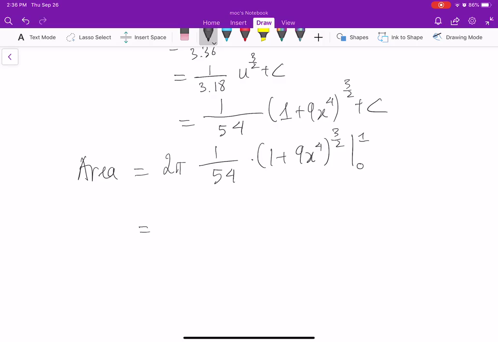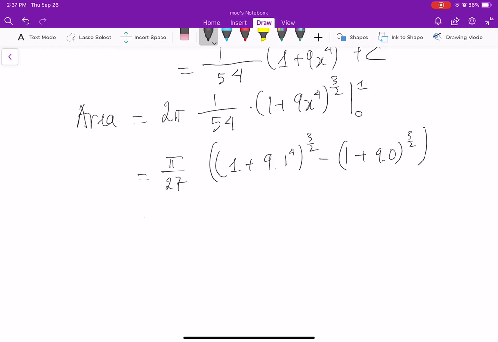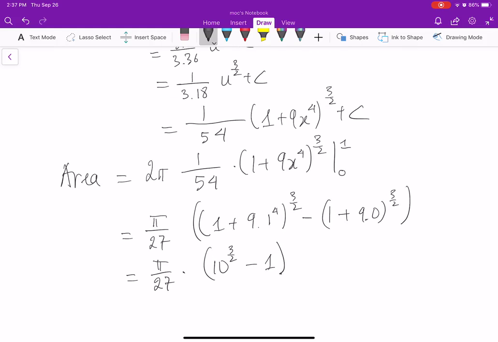And my job is just to plug everything into this formula. I have pi over 27, because we simplify the 2. And here I get 1 plus 9 times 1 to the 4, to the 3/2, minus 1 plus 9 times 0, to the 3/2. And then you can use a calculator to find this number, right? Basically, that is pi over 27 times 10 to the 3/2 minus 1. So that is how we can solve the surface area problem. Okay.